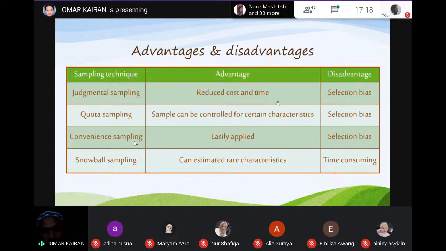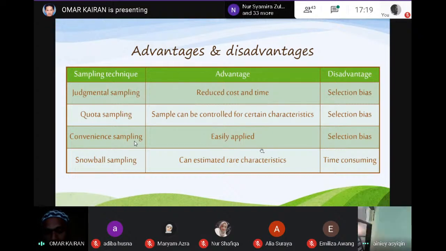Advantage untuk judgmental, reduce cost and time. Untuk quota sampling, sample can be controlled for certain characteristics. Maksudnya karakteristik sajalah kita boleh control ni. Macam kita tentukan perempuan lelaki, kita tentukanlah dia punya percentage. And then convenient sampling, advantage easily applied. Simple, tak perlu nak pening-pening, nak tentukan apa-apa. So it is easily applied.